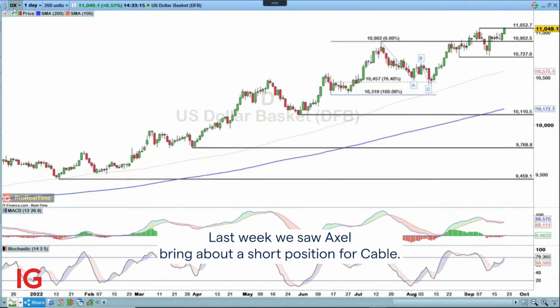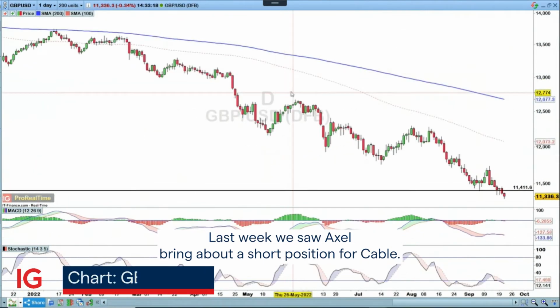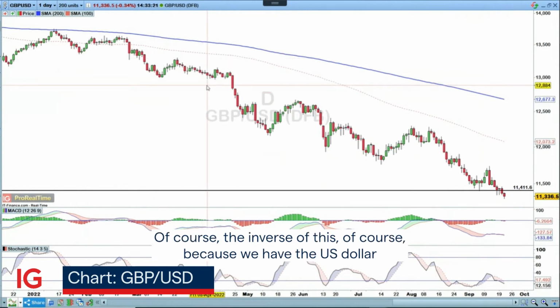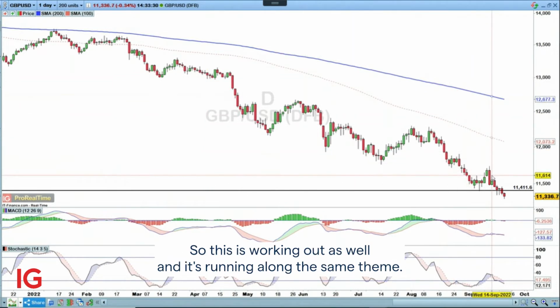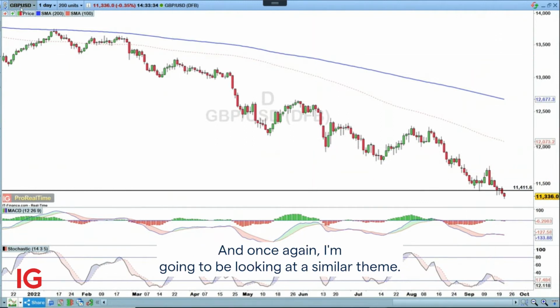Last week we saw Axel bring about a short position for cable, of course the inverse of this, because we have the US dollar strengthening against the pound, and we have seen that trend continue apace. So this is working out as well, and it's running along the same theme. And once again, I'm going to be looking at a similar theme.